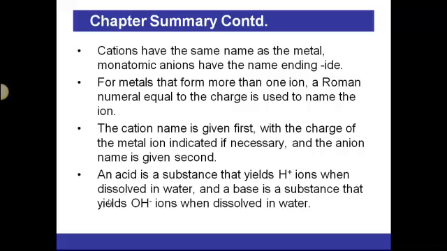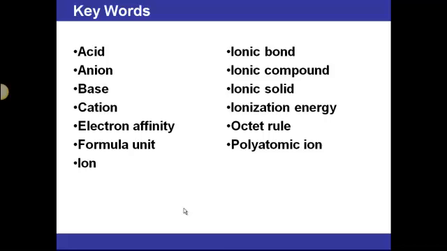And then the last thing we talked about was the presence of acids, bases, or salts. So an acid is a substance that yields proton ions or hydrogen ions when dissolved in water. A base is a substance that yields hydroxide ions when dissolved in water. And salts are going to be all of the other ionic compounds that do not contain the proton as a cation or the hydroxide as the anion. All of those guys are going to be salts. And then these are just the key words that you should be familiar with from chapter 3.